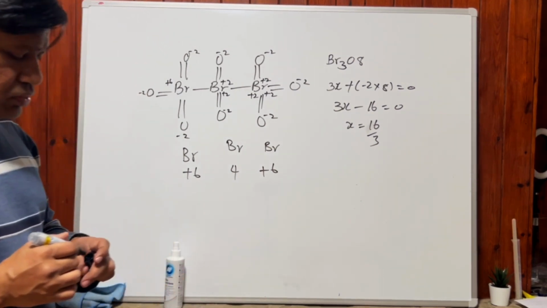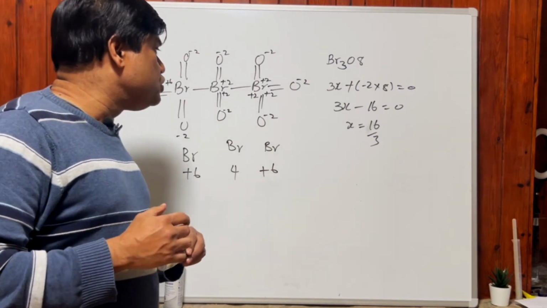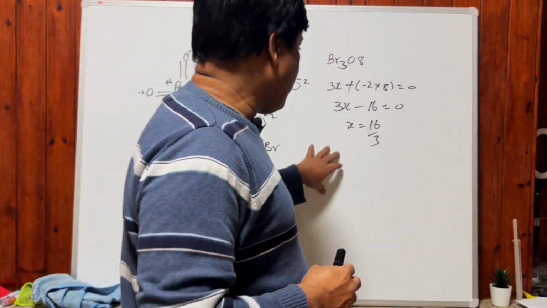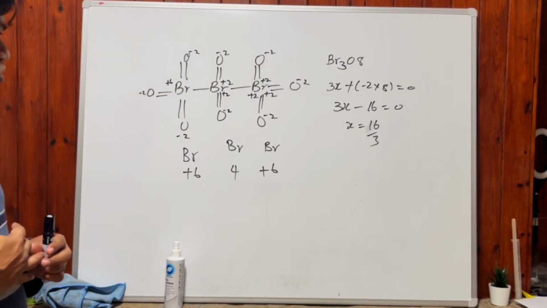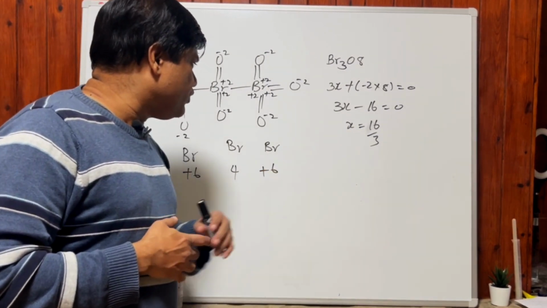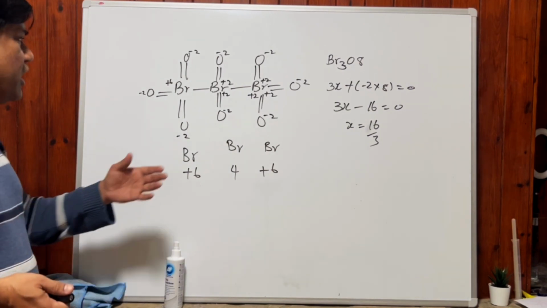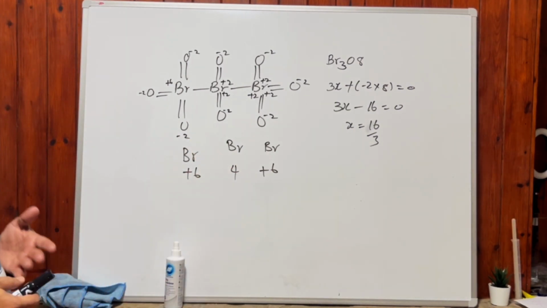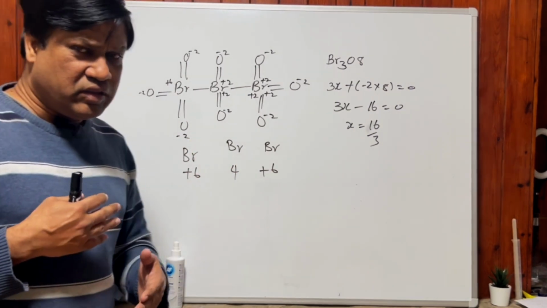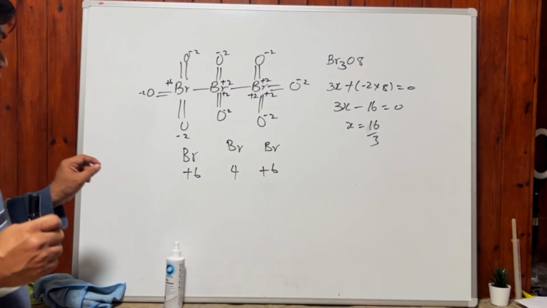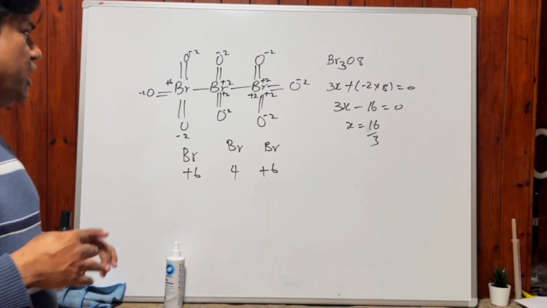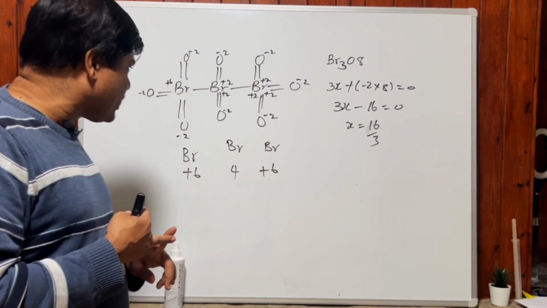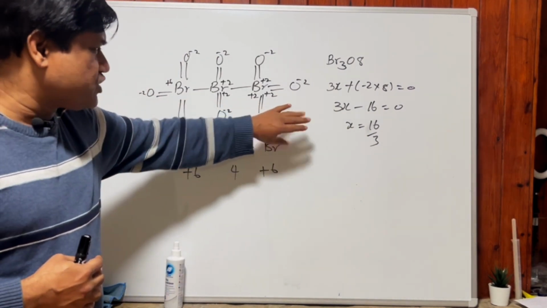So sometimes we can't use the formula. We have to use the structure of the compound. But mostly we can use the formula. The problem is that some molecules have a peroxy linkage. Then we can't figure out the oxidation state of each element in a peroxide, in a superoxide, or this type of structure.